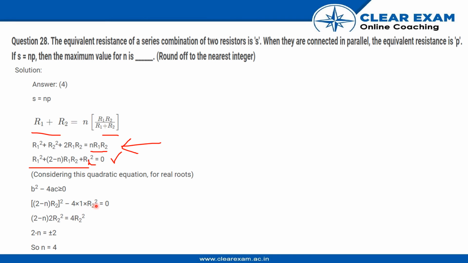So putting in those values, we get (2 minus n) squared into R2 square is 4 R2 square, and once we cancel out R2 square and take the 2 on the right hand side, we get 2 minus n is plus or minus 2. And if we take the n to the right hand side and plus or minus 2 to the left hand side, the maximum value of n can be plus 4. So the answer is plus 4.